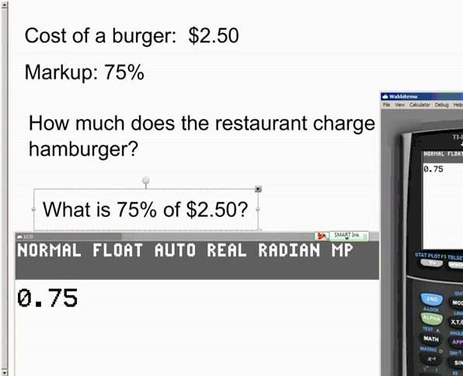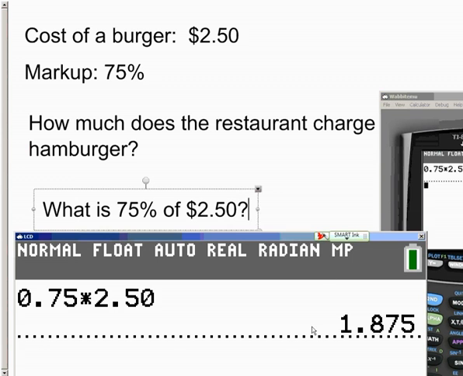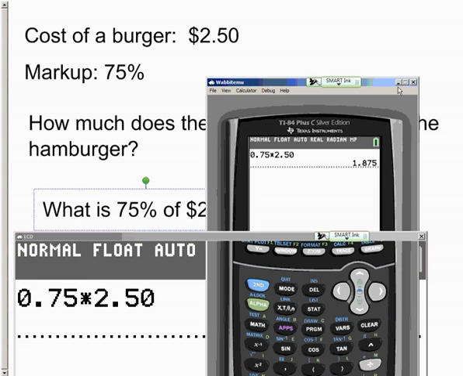There we go. Finally, 75% becomes 0.75. We're going to times it by 2.50, and there's our answer. That's the markup. He needs to basically mark this hamburger up by $1.88. Now, obviously this is money, so you know it needs to round. You should be very familiar with that at this point. If not, come see me immediately. We need to get you used to it.